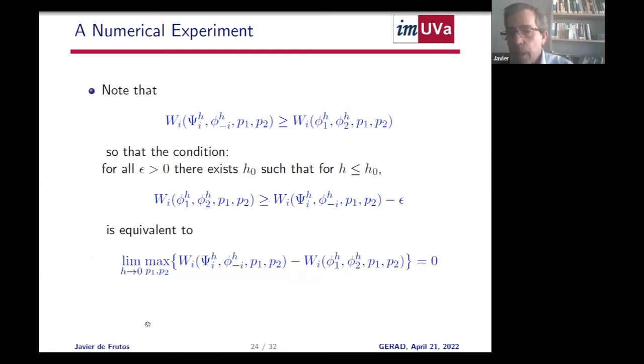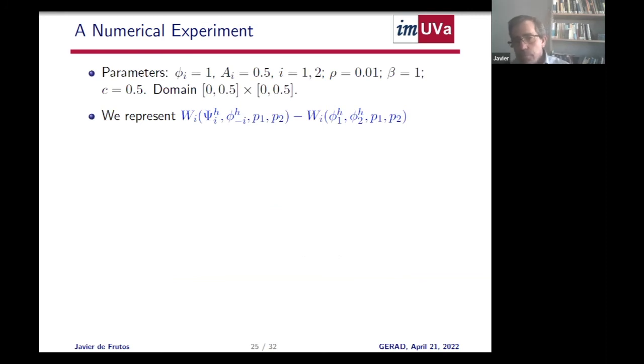Another comment is that we always have this inequality, because the discrete time strategy is also an admissible strategy for the continuous problem. This is our hypothesis. Then the value of the objective when player I uses the best response is better than this phi sub I. So the condition that we have to check is equivalent to seeing that the limit when h tends to zero of the maximum value of this difference is null. And this is in fact the condition that we are going to check in this particular problem.